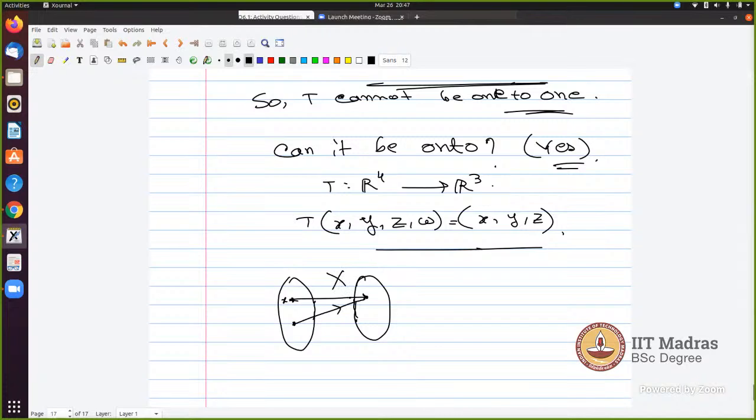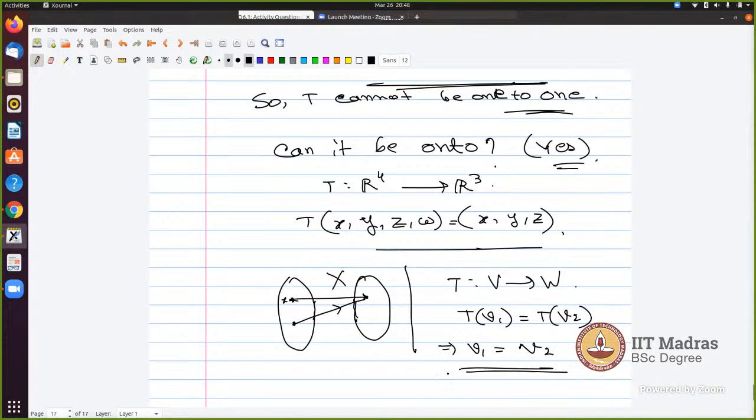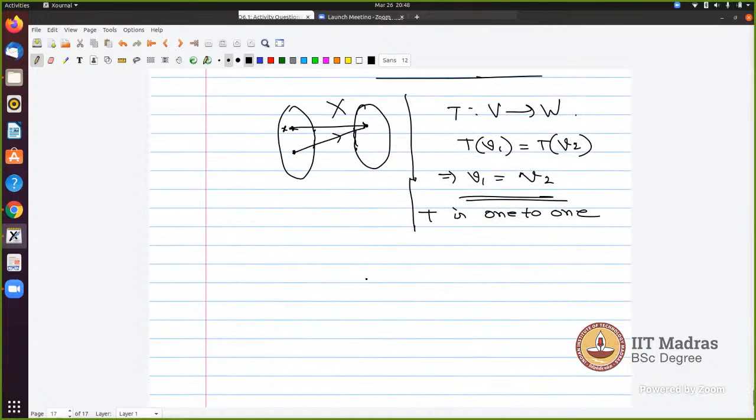Same definition for linear transformation. Two elements of the domain cannot go to a single element. That is the first definition for one-to-one. For a linear transformation T from V to W, T(v1) equal to T(v2) implies v1 equal to v2. If this happens, then T is one-to-one. This definition you know for mapping, correct? It is the same thing for linear transformation.